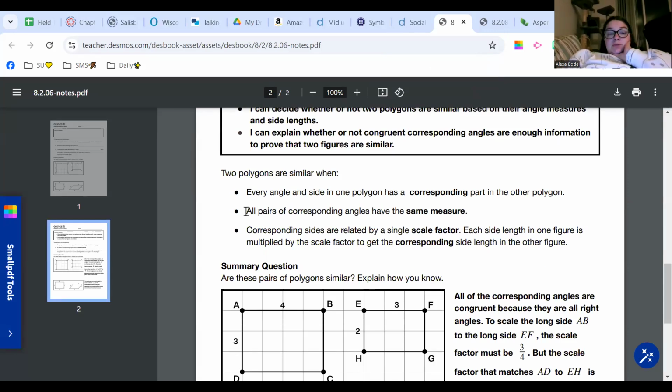Corresponding angles have to have the same measure. But then you also have to have a single scale factor. If the scale factor between sides is not the same for every side, then it's not similar. Remember also that similar in math is different than similar in ELA. In ELA, similar means that there is something in common. In math, similar figures means a scale copy.